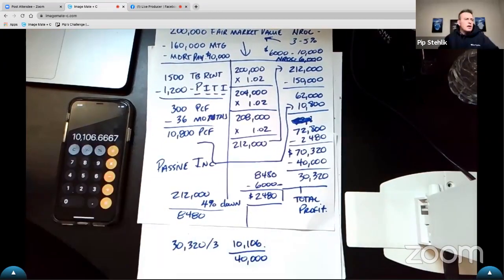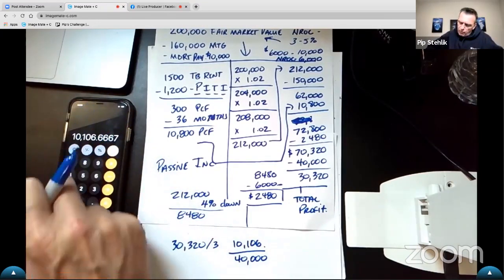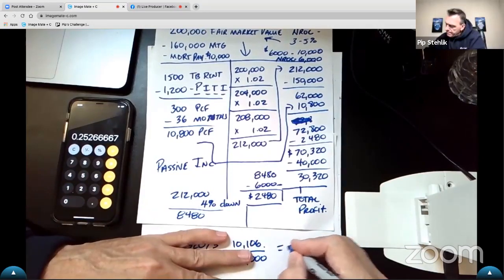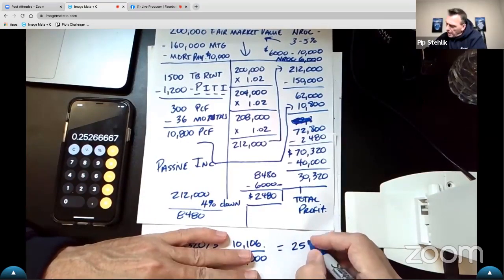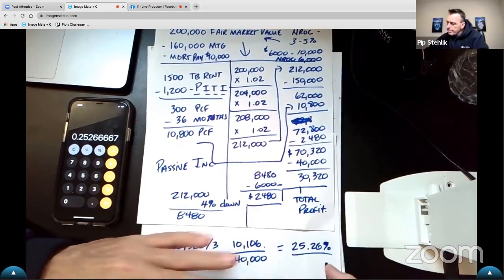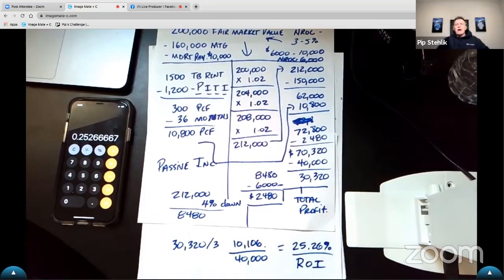If you take $10,106 and you divide that by $40,000, every year your ROI is 25.26%. Return on investment is 25.26%. Now, some of you guys are thinking, well, that's awesome.